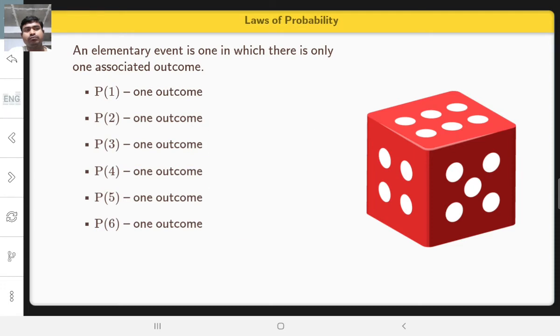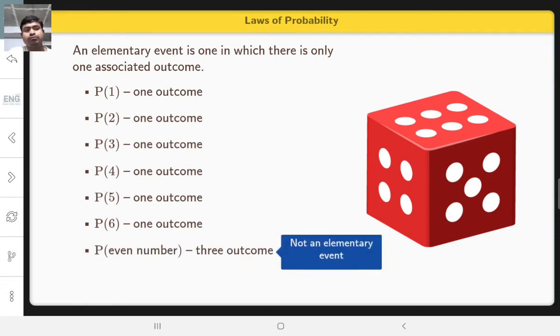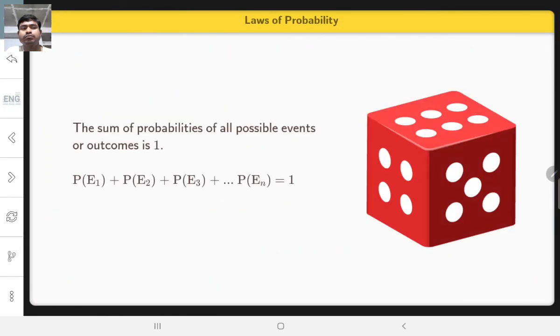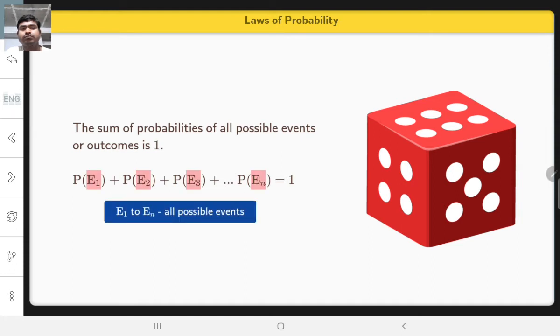However, the event of getting an even number would not be an elementary event, as there are 3 outcomes with even numbers, 2, 4 and 6. If we add up the probabilities of all the possible elementary events, we get 1. The sum of probabilities of all possible events or outcomes is 1. Here, E1 to En are all the possible events.